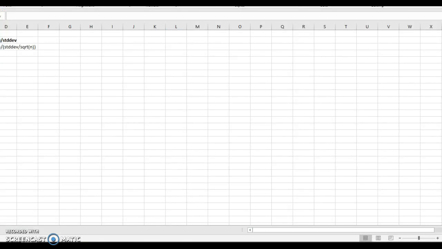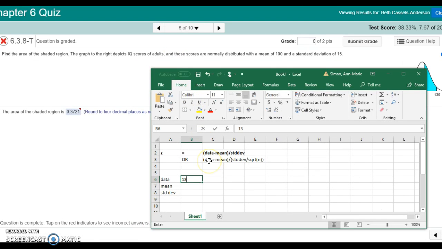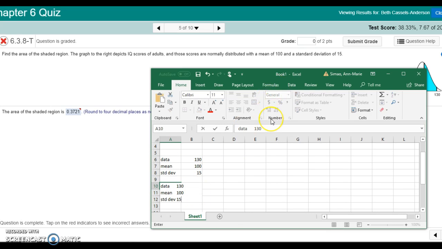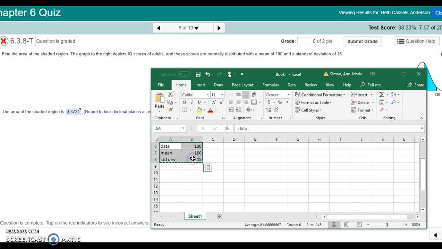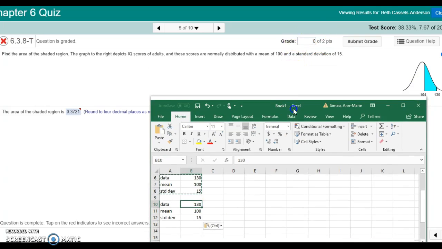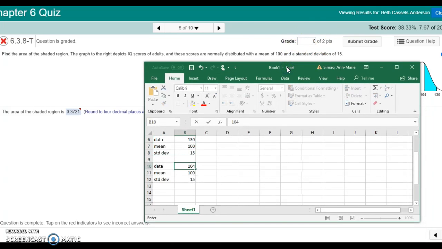So the first one is we have 130. The mean is 100 and a standard deviation of 15. We also have a second set where we are going to have to find to the left of 104. So again, my z-score, my numerator is equal to my data minus my mean. So 130 minus 100 is 30. And that standard deviation is 15. So we need to do 30 divided by 15, which is going to equal 2.00.